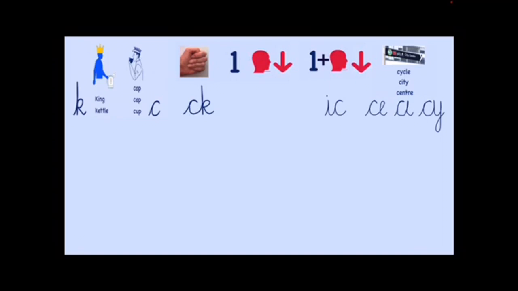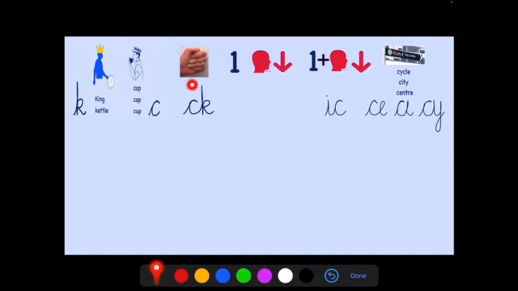But along the way, we have learned some other spelling choices for one-tap words with a short vowel sound. Not just CK, but double S and double F. And there will be more choices to come.